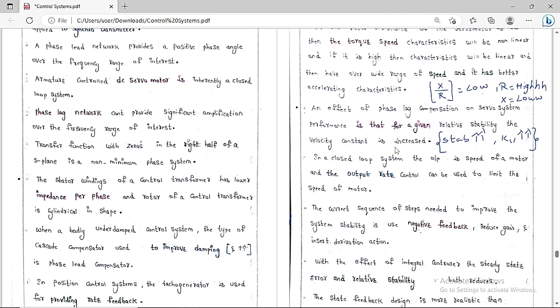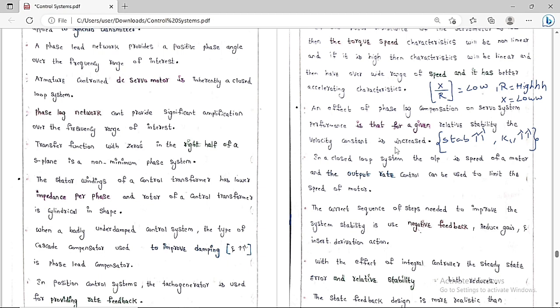So finally I can say that if you use a phase lag compensation on the servo system, then if the stability increases, the velocity constant Kv is also going to increase. Finally, in simple words, I can say it like this.